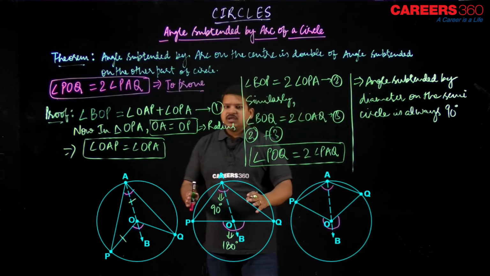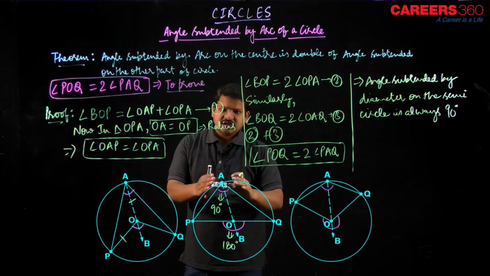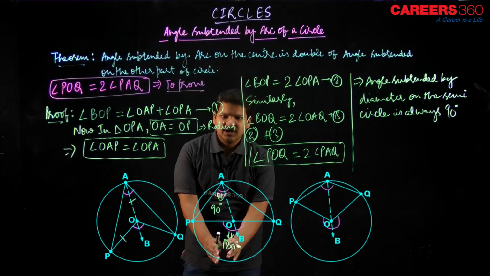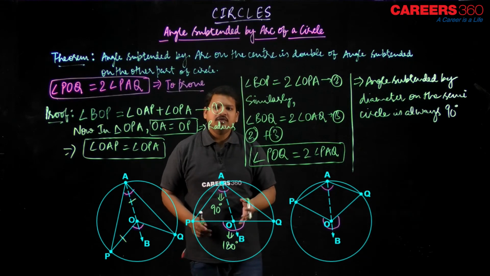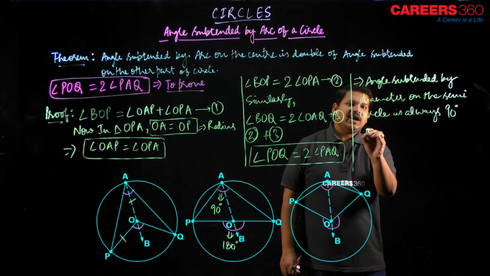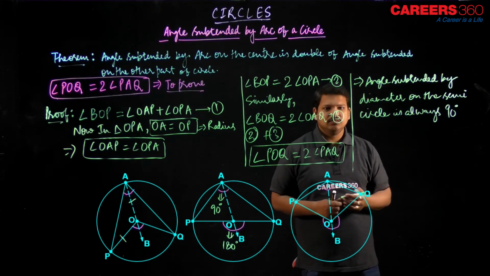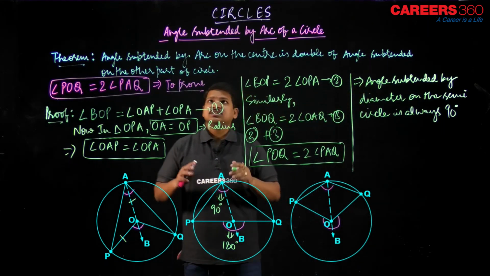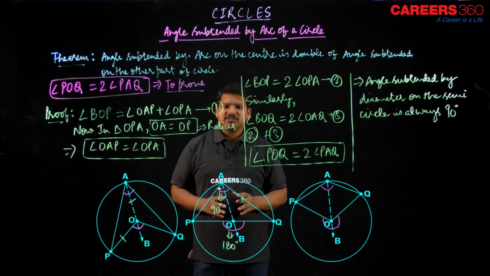So whether the point is right over here, or here, or at this point, all of those angles will always be 90 degrees. So that was all about the angle subtended by arc of a circle and this theorem. I hope it makes complete sense to you.